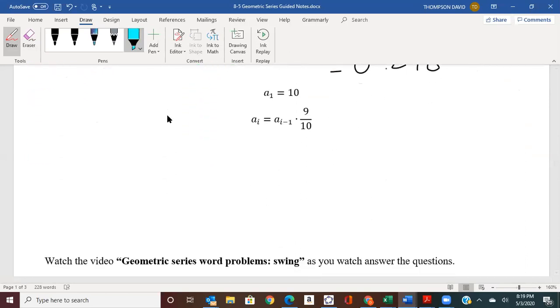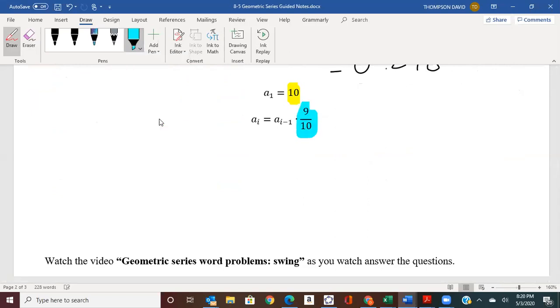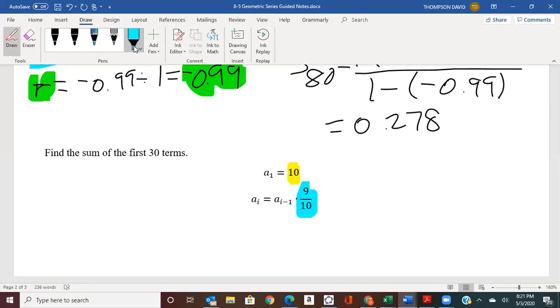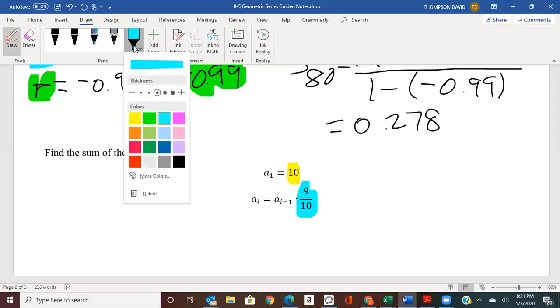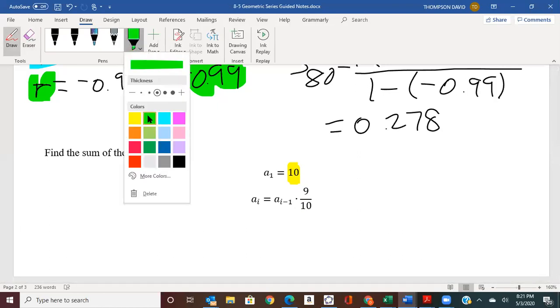In our next example, we're given the first term and we're given the common ratio. Whenever it's written in recursive form, we recall from when we studied geometric series that the first term is always given first, and then our common ratio is highlighted in blue. Let's say find the sum of the first 30 terms. So that's going to give me my number of terms to be 30. And our ratio is always in green.